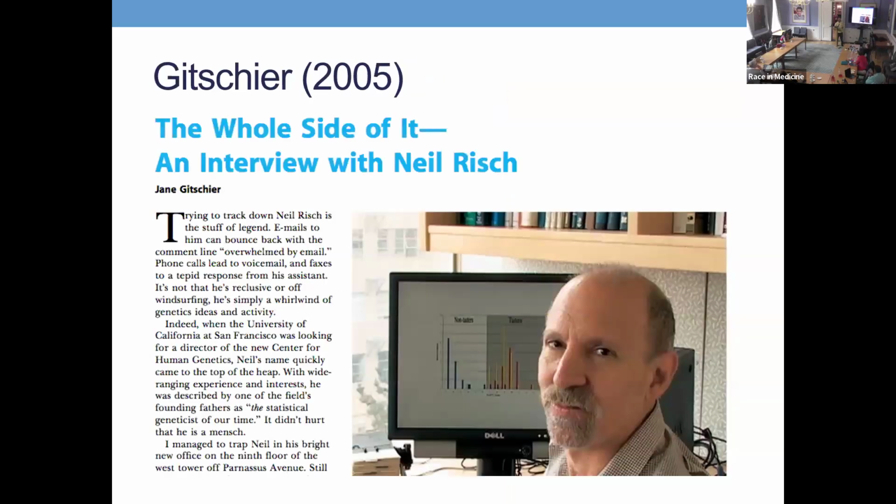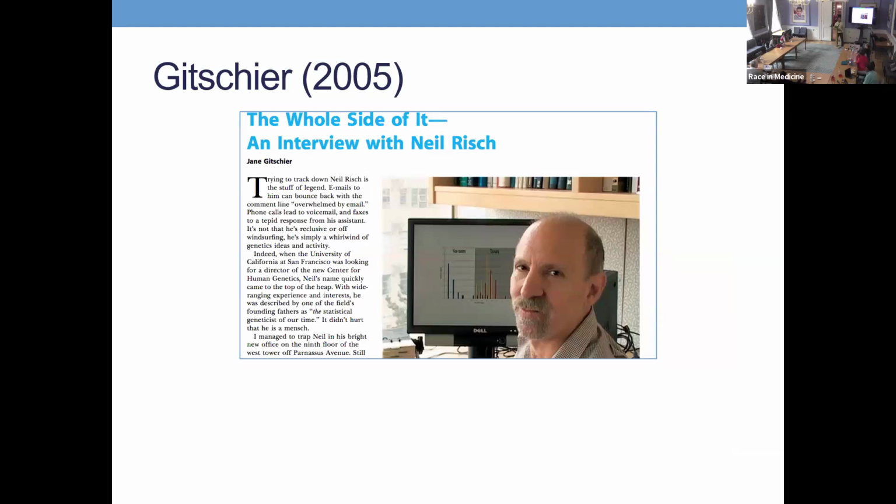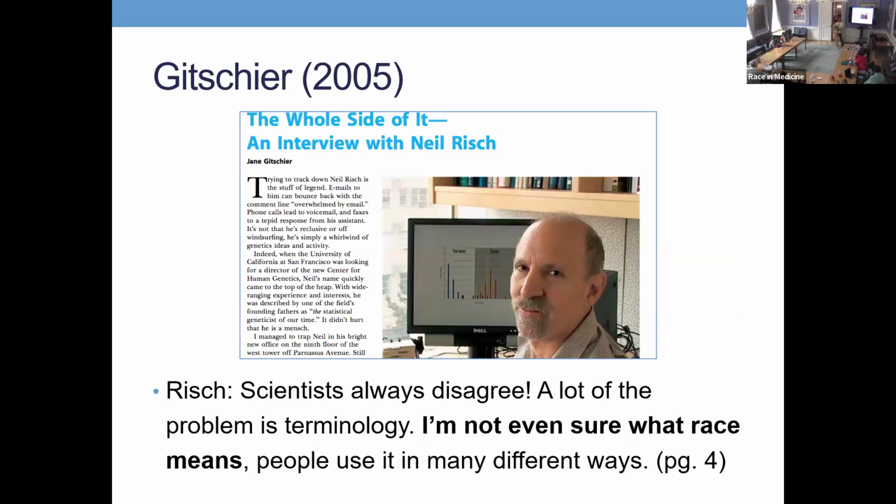All right, let's continue. In 2005, Neil Reich was interviewed, and Neil Reich said the following regarding race. Well, scientists always happen to disagree about the terminology. A lot of the problem is terminology itself. This emphasis is mine. I'm not even sure what race is. So I want you to hold this in your mind, because for any other sort of practicing scientists, if they're like, yeah, I'm a physicist, I'm not sure what an atom is. I'm a chemist.